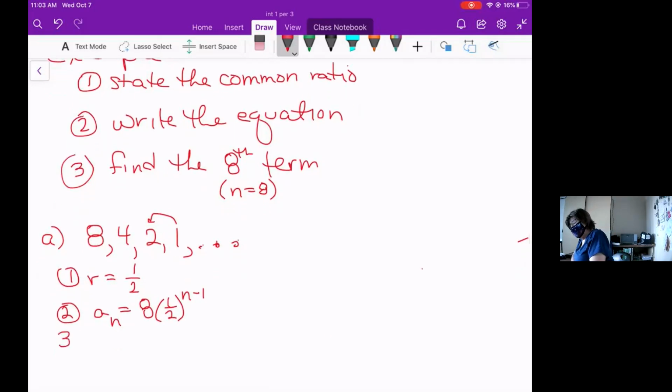Now what's step 3? Find the 8th term, so a sub 8. Well, that's going to be 8 times 1/2. What's my exponent? 7. Okay, let's use a calculator.